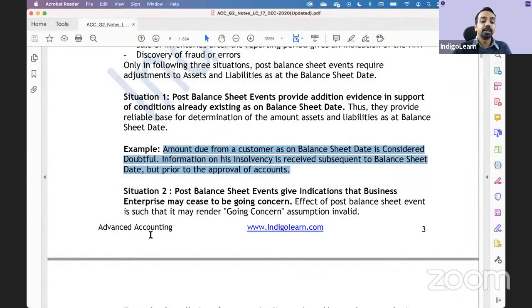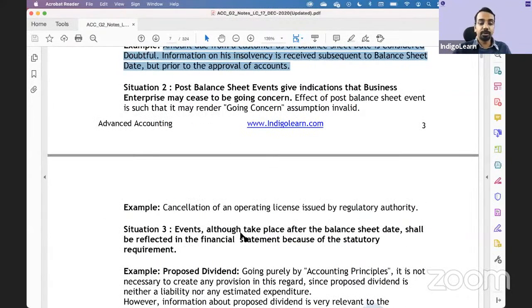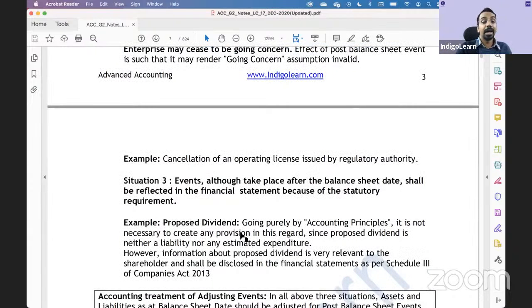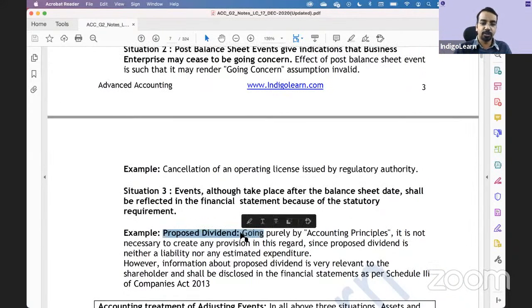Okay, then the point on proposed dividend, very important for you guys to understand. Earlier they had to be provided for. Now you just disclose them. Proposed dividends are just disclosed as required by the statute. So this is one thing that you can keep in mind, that if there is a proposed dividend, that has to be disclosed.